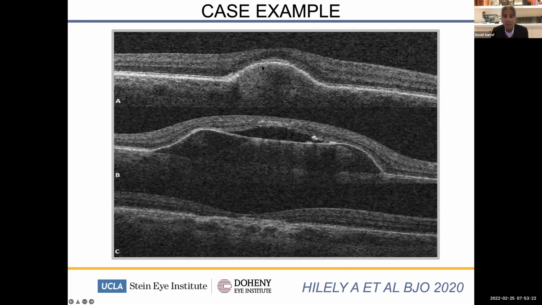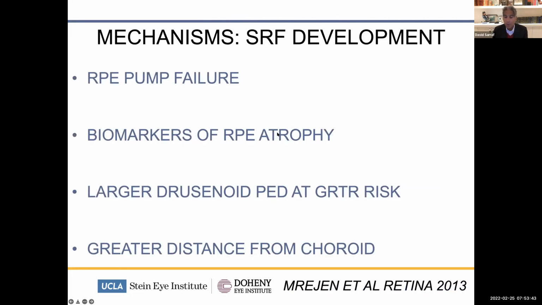And this is another example of a case that we included in the study, in which we again can see subretinal fluid associated with this large drusenoid PED, again at the apex. Eventually, this drusenoid PED collapses, atrophy or cRORA ensues, and the fluid resolves. So why does this fluid develop?